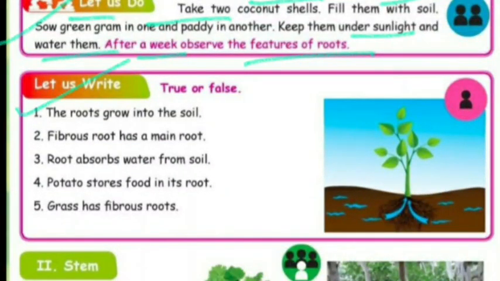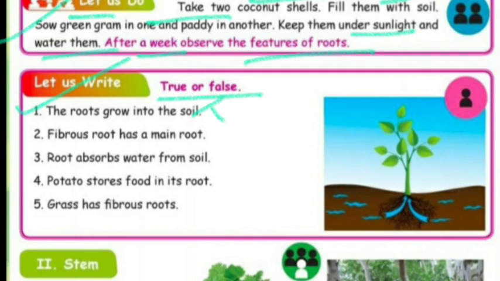Now let us write, children, true or false. The roots grow into the soil. It's true. Roots grow under the soil. It's true. Fibrous roots have a main root. No, it is false. Fibrous roots don't have a main root.